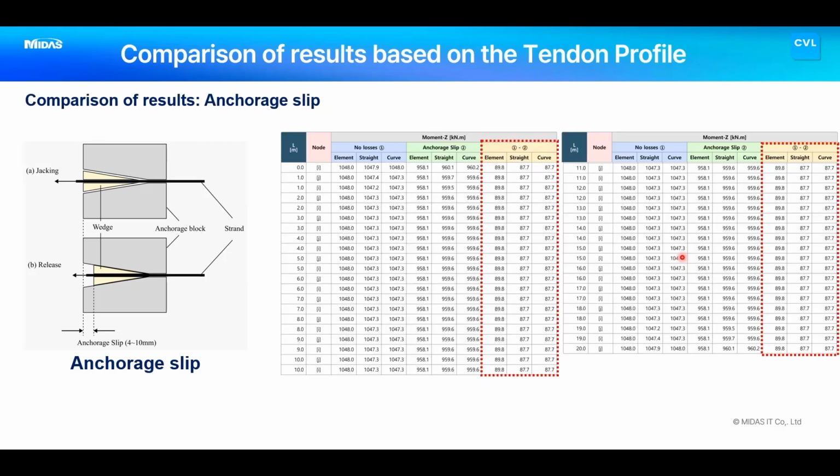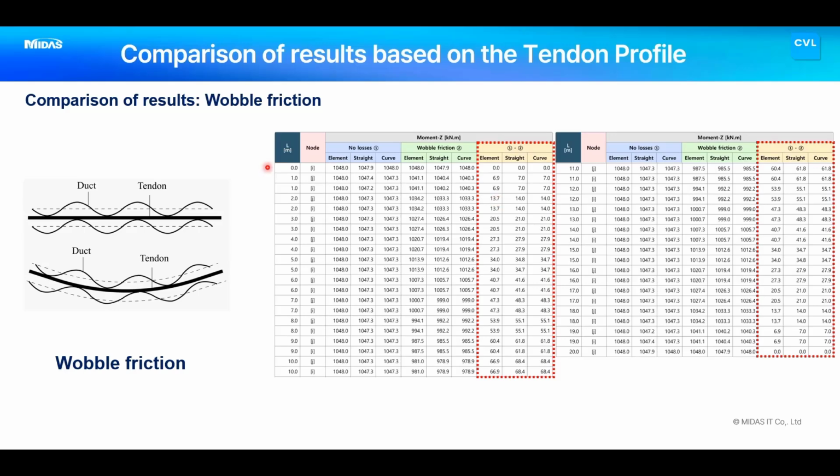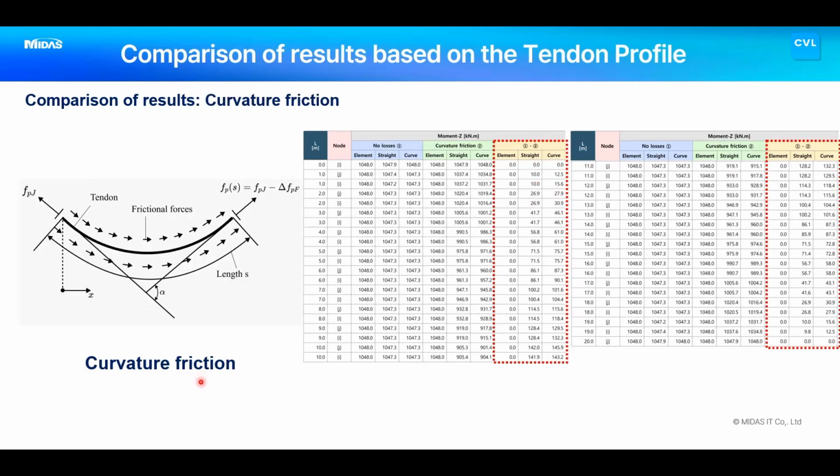First, let's compare the results of anchorage slip. Looking at the red marked area in the table, the straight and curve options show no difference, but the element option has a slight variation. The same applies to wobble friction. The element option shows slight differences compared to the straight and curve options. Curvature friction is the biggest problem, as I told you. When using the element option, as you can see here, all the values are 0. So it means the tendon loss is not considered at all. To ensure accuracy, it is better to use the straight or curve option instead of the element option. But it is very difficult to apply the absolute coordinates of the tendon directly. So I will show you how we can overcome these difficulties.